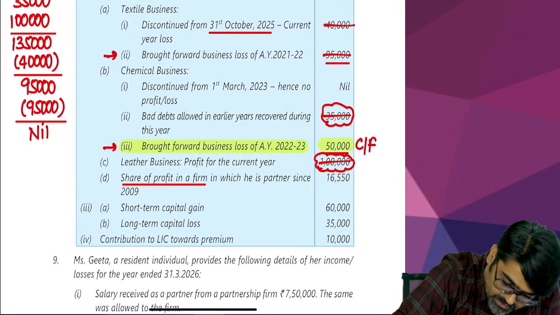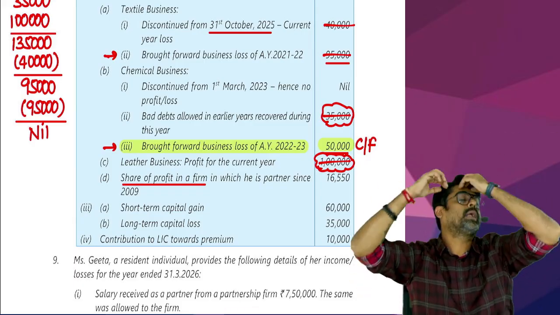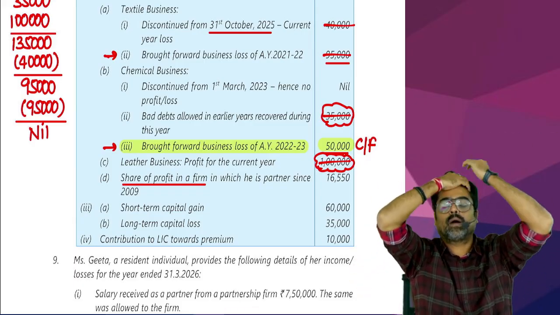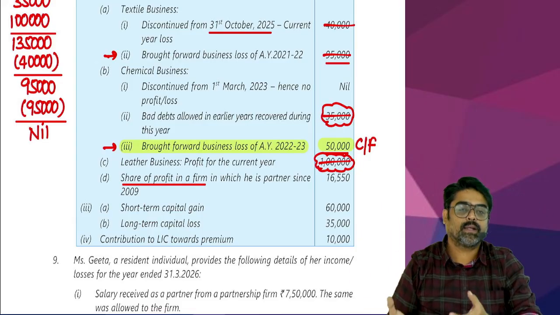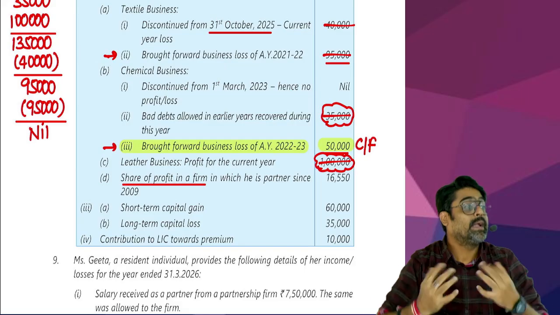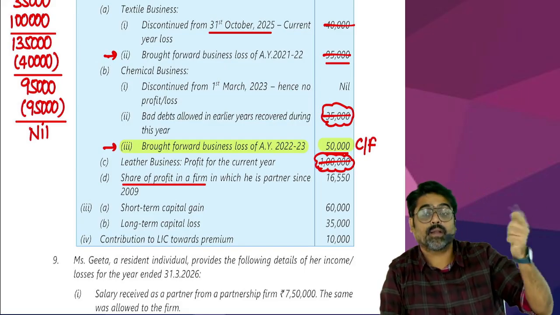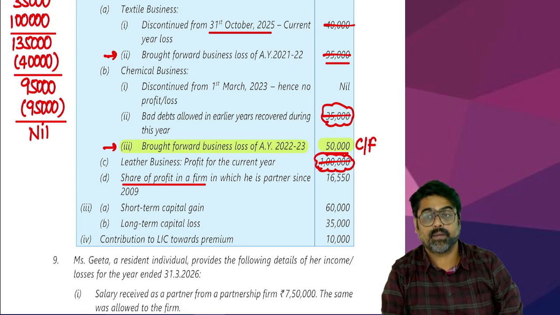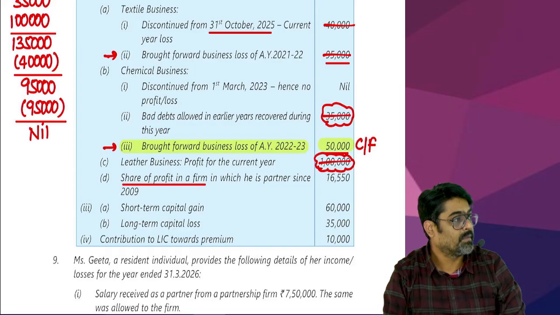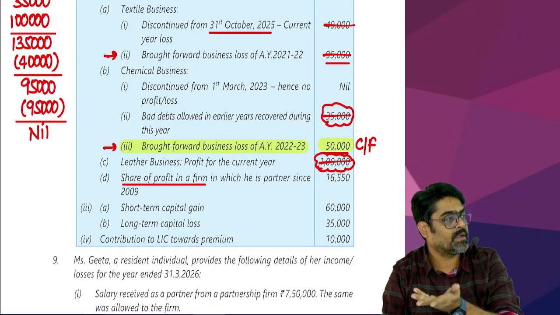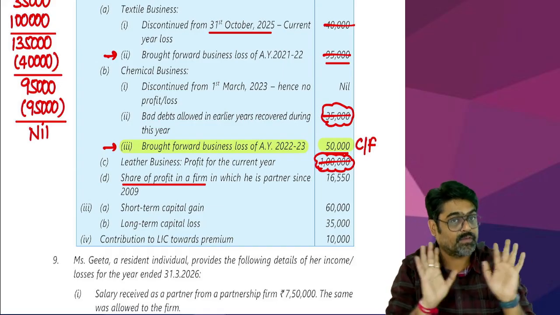Share of profit in a firm in which he is a partner. See, I have told you that if you are a partner in a firm, if you are receiving remuneration, salary, interest, then that will be your PGBP income. Taxable under the head PGBP. But only to the extent it is allowed in the hands of partnership firm. The amount which was not allowed in the hands of partnership firm will not be treated as your business income. Yes or no? Do you remember this?